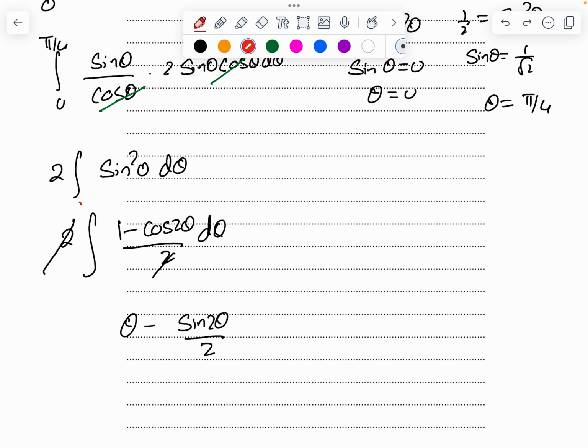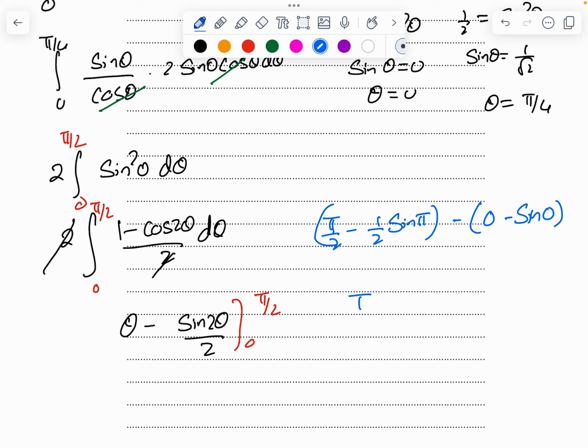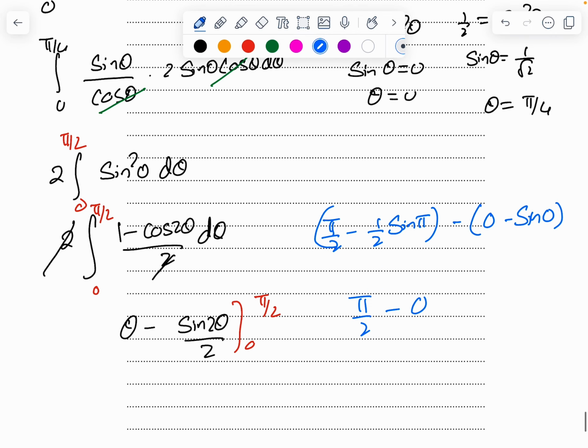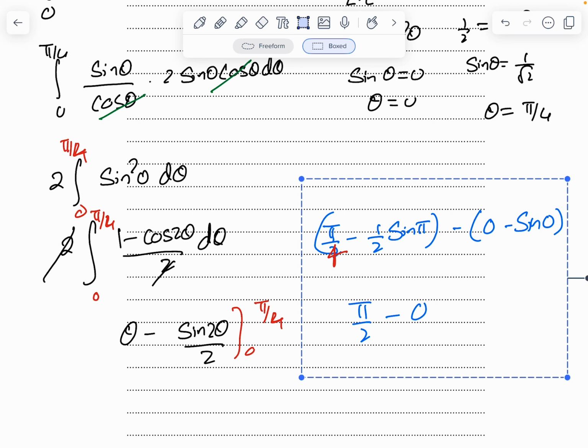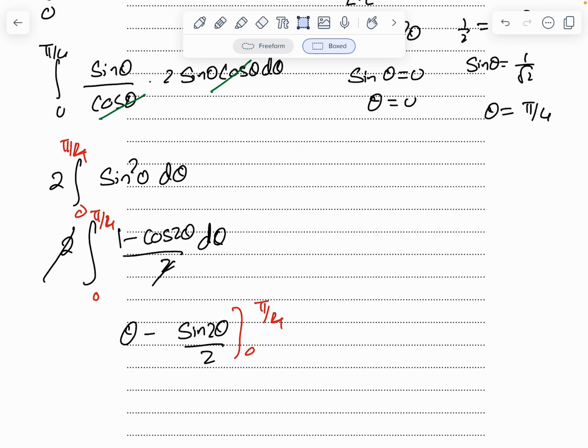Then don't forget to write the limits 0 to pi by 2. Now substitute pi by 2 minus 1 by 2 sine pi minus 0 minus sine 0. Sine pi is 0. The limits are 0 to pi by 4, not pi by 2, pi by 4. So I am going to replace it with 0 to pi by 4.